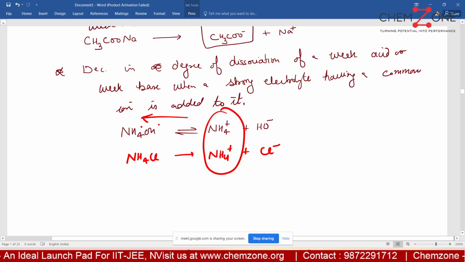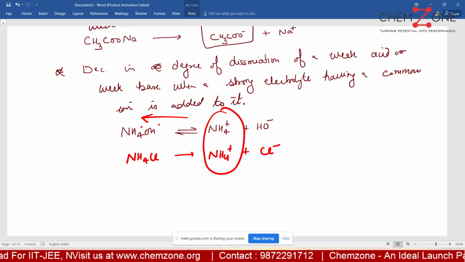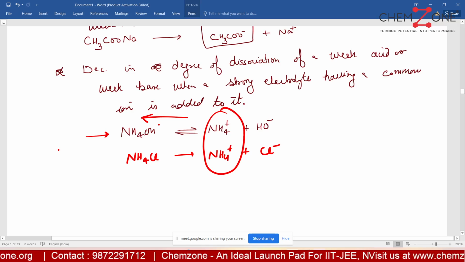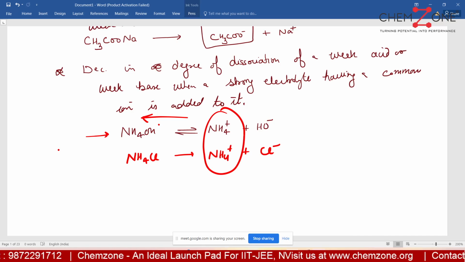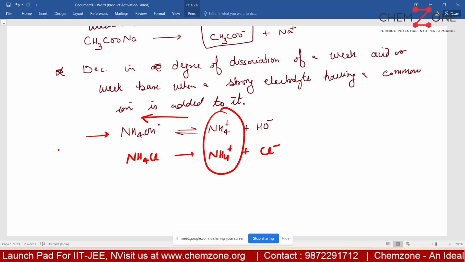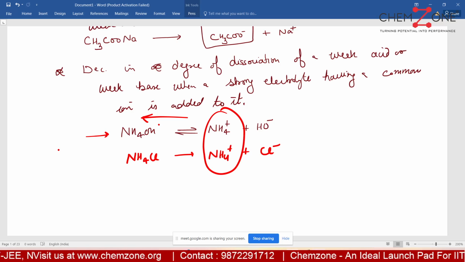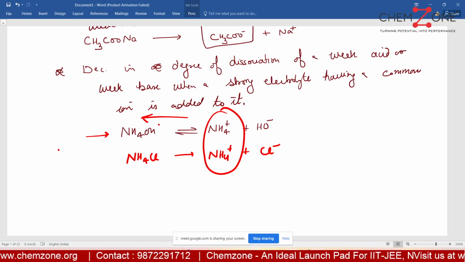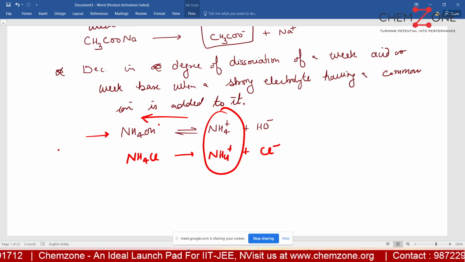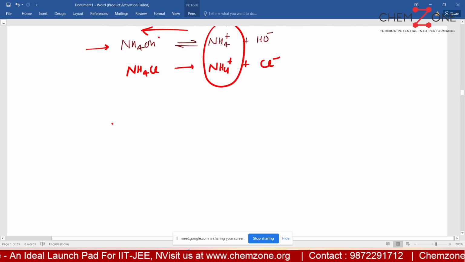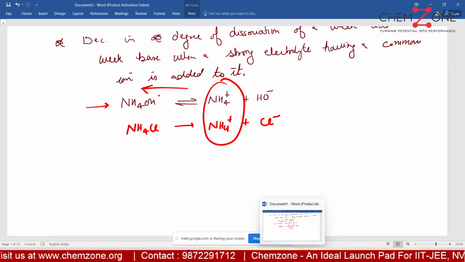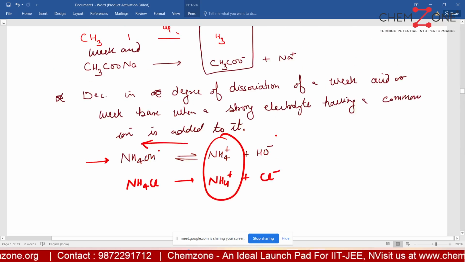Isn't that also reversible? See, the first reaction is reversible. That's why it is going in the backward direction. The weak base is dissociating and it is in equilibrium. Yes or no? Yes. This is known as the common ion effect. Any doubt about this?